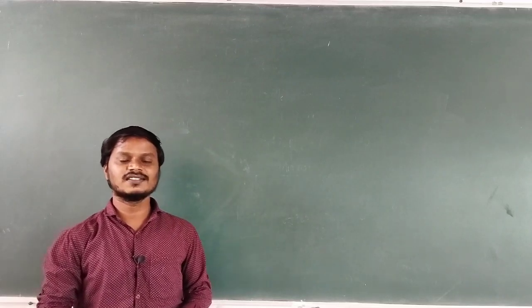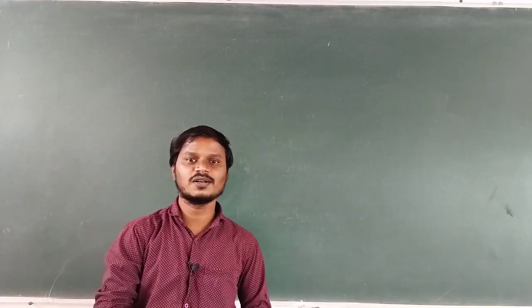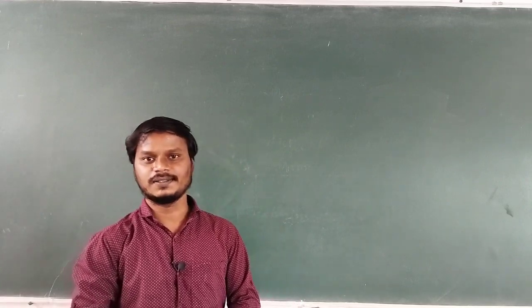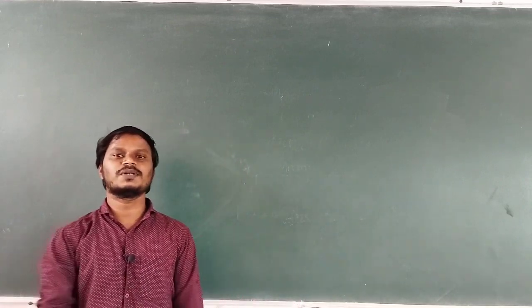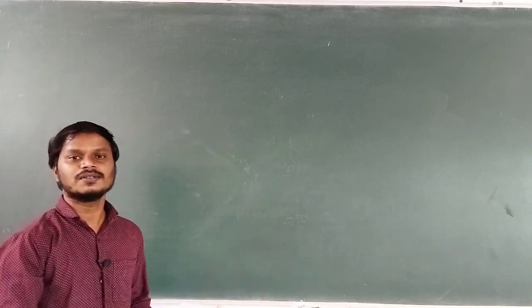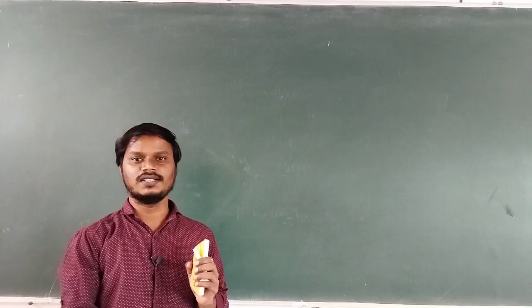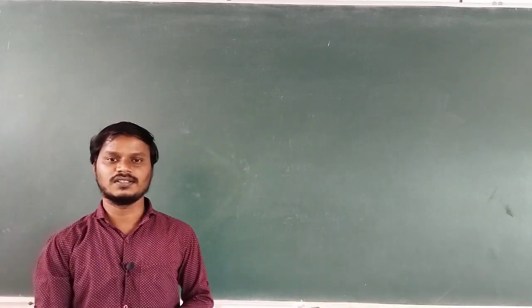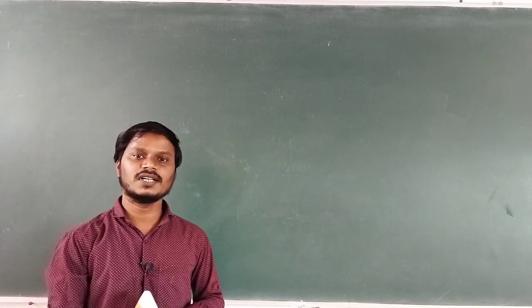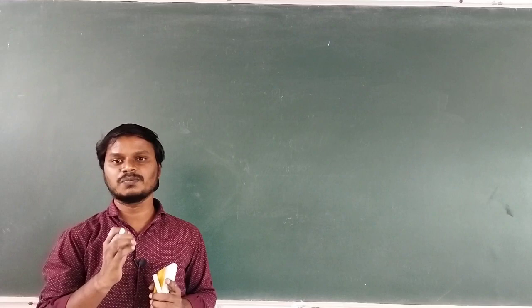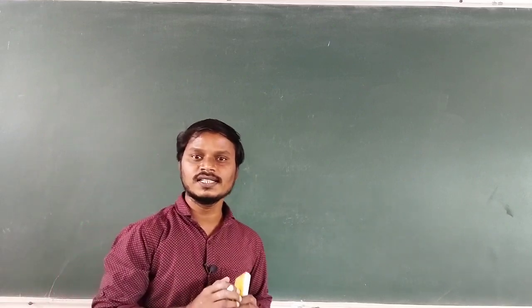Hello dear students, in the last class we discussed reflection of light and laws of reflection of light. So how many laws of reflection of light are there? There are two laws of reflection of light. What is the first law? The angle of incidence is equal to the angle of reflection. And what is the second law? The incident ray, reflected ray and normal drawn at the point of incidence all lie in the same plane.